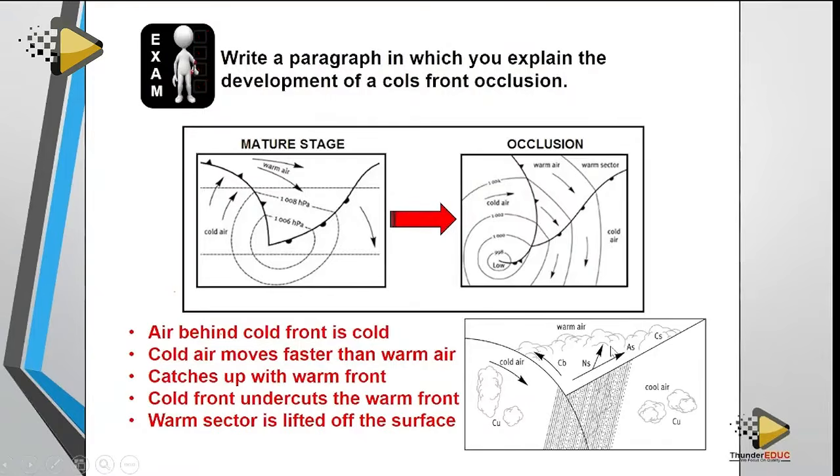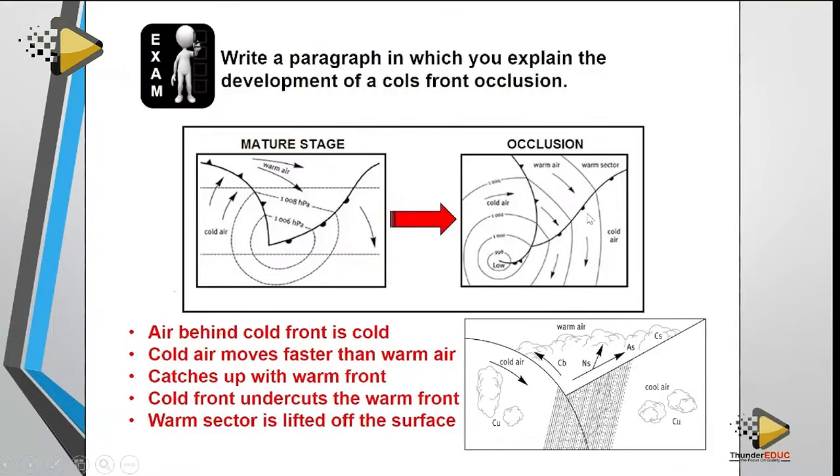Write a paragraph in which you explain the development of a cold front occlusion. Sorry, that's a misspelling. So when you explain the development of a cold front occlusion, you need to explain that the air behind the cold front is cold, and cold air moves faster than warm air.